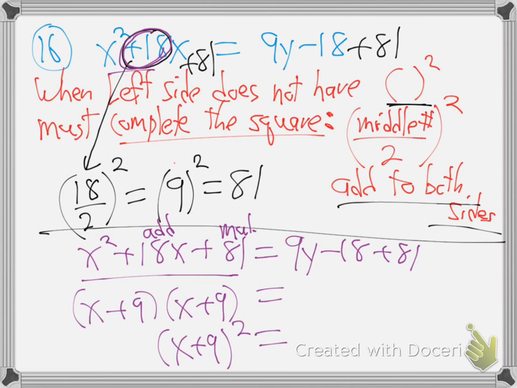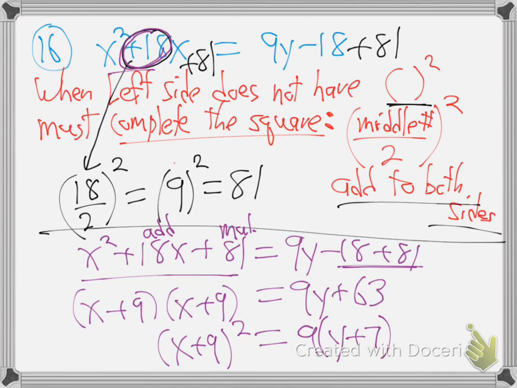That good? And the other side, whatever happens, happens. Oh, actually, we've got to factor it. So minus 18 plus 81? What is that? 63. Thank you. No, we do have to factor that right side. So how do we factor the right side now? Take out a 9. y plus 7. There it is.